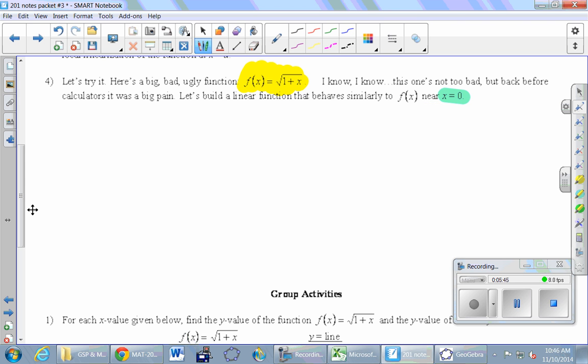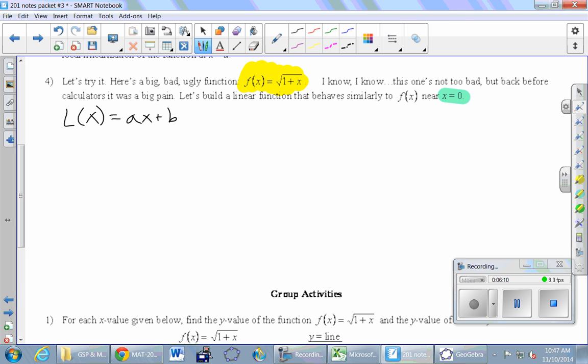So let's suppose that we have our linear function, and we're going to call it ax plus b, for a and b constants that are to be determined. So we're going to find the values of a and b that make that line look like the square root function, just like that polynomial looked like the sine function. It's not going to look very good because it's a line, but like I said, it's an intro. So here's what we're going to do.